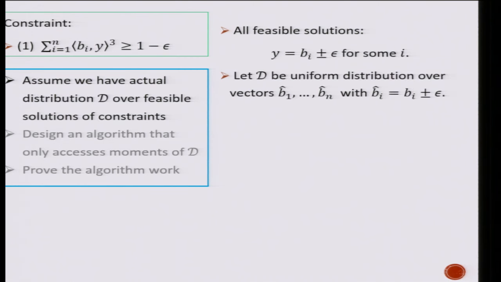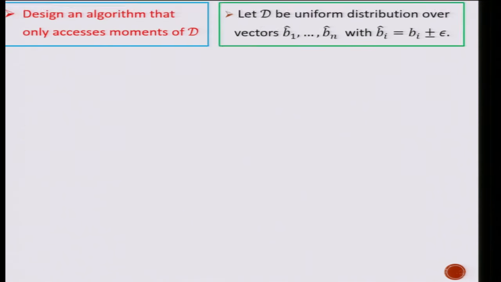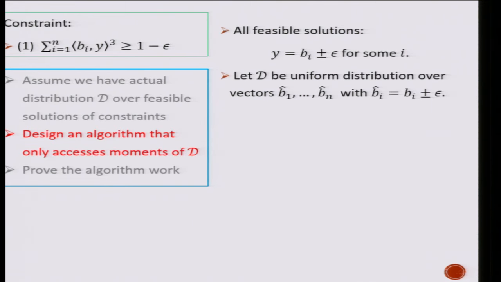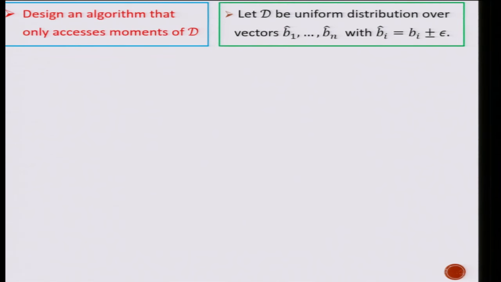And we assume, for the thought experiment, that we have some distribution over the vectors b1 hat to bn hat, which are close to bi. So this is the setup of this thought experiment. The question is how to design an algorithm that only accesses the moments of d.